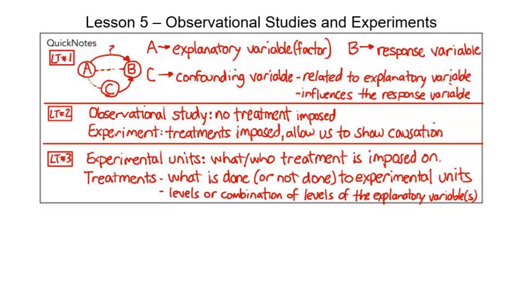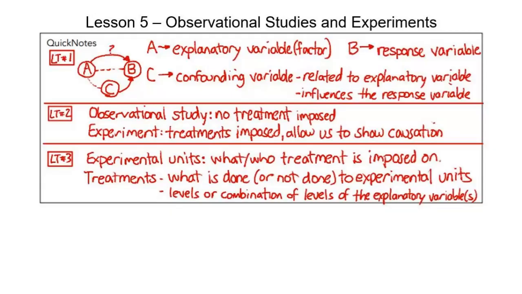So we had 3 learning targets for today. Looking at this drawing here, this is a drawing that helps us understand a confounding variable. It might be that A causes B. Or there could be some third factor that is connected to both A and B that could actually be the underlying cause here. We have our explanatory variable, which also gets called a factor.